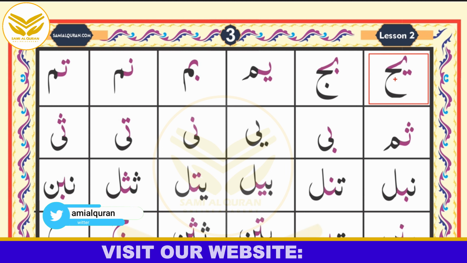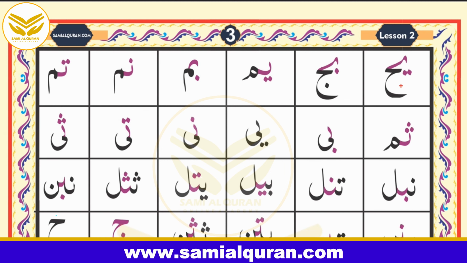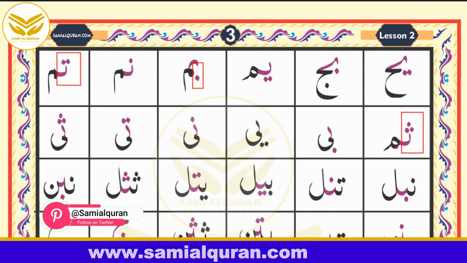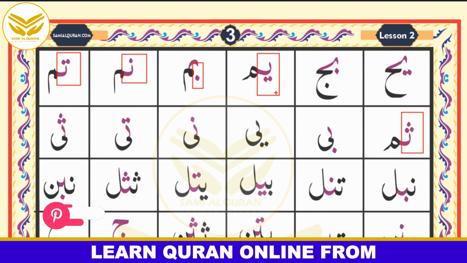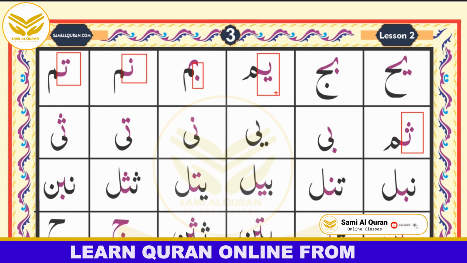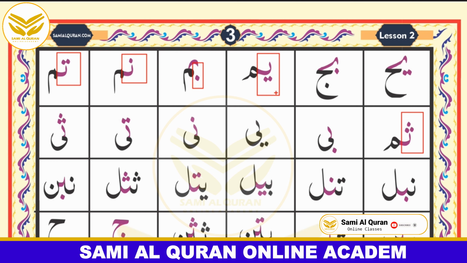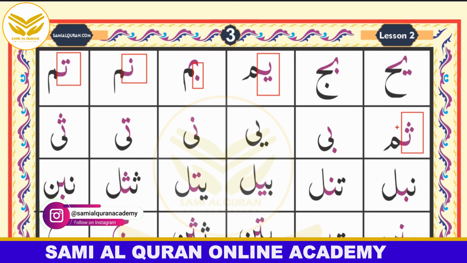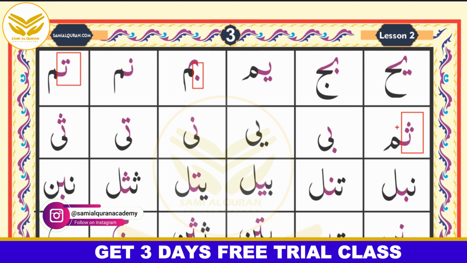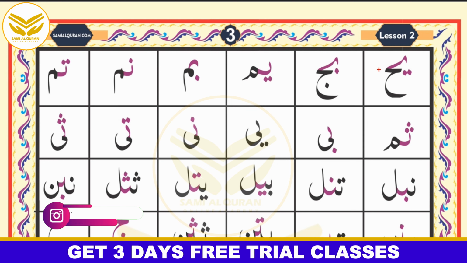Just remember that we have 5 letters in the same shape: Ba, Ta, Tha, Noon and Ya. These 5 letters come in the same shape but differ in the dots. Ba has 1 dot in the bottom, Noon has 1 dot on the top, Ya has 2 dots in the bottom, Ta has 2 dots on the top, and Tha has 3 dots on the top. So that's why you read carefully. Let's read now.